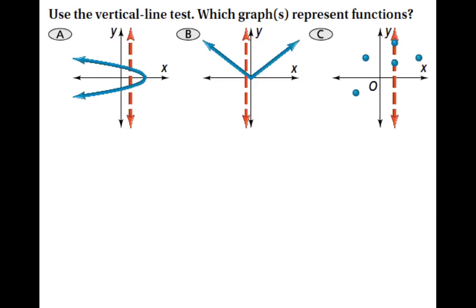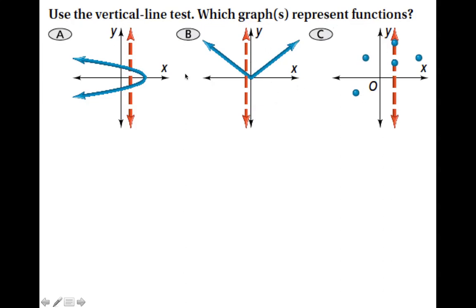So use the vertical line test and determine which graphs, if any, represent functions. You should know that A hits it twice, so that is no. B only hits it once wherever we go. Notice in the shape of a V, so this is an absolute value. We talked about solving absolute values, but we have not talked about what they look like. That will come eventually. But B is, yes, it is a function.